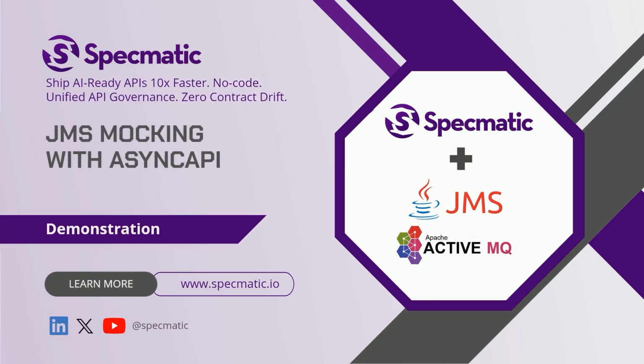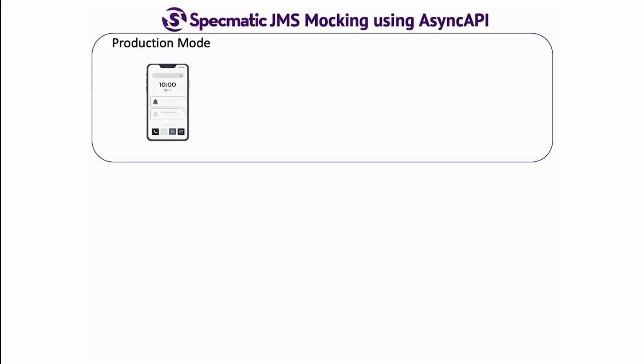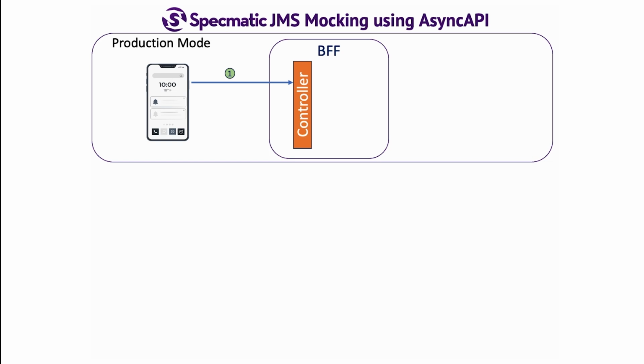Hi, in this video, we'll show you how to mock JMS using Specmatic. Let's take the example of a consumer which makes a request to an application. The request is received by the controller, which in turn invokes the service layer.